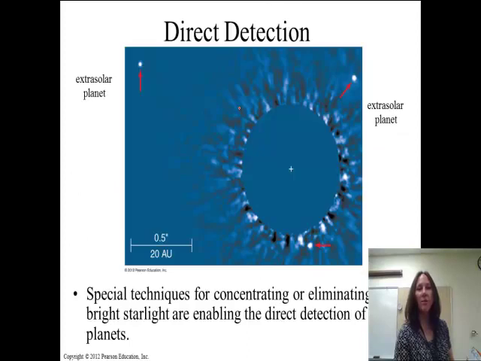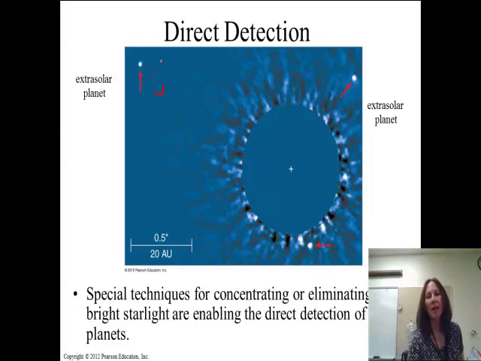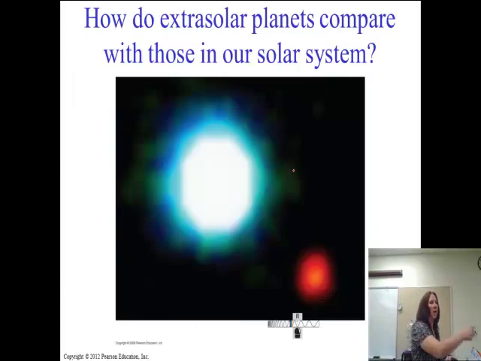This is a direct detection. Smiley face to everybody, what a rush. This is a star that's blacked out; we do that a lot with the sun to look around it. You blacked out the energy coming from the star, and that is a planet. Wouldn't that be a rush? Okay.